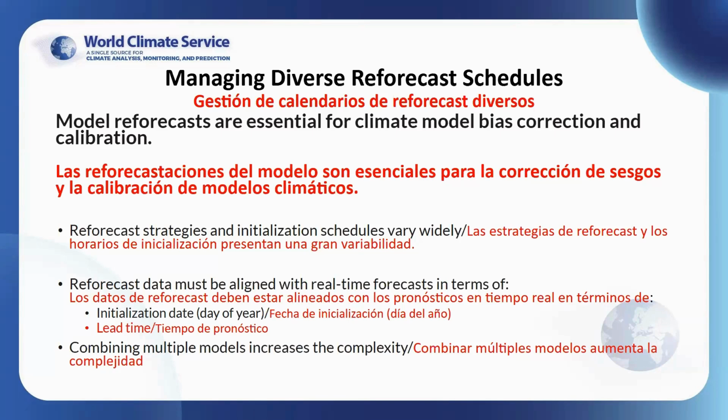So we get 20 years of model data. We can measure the model climatology. And then you difference that model climatology from the observed climatology. And that's a correction factor that you can apply to the real-time forecast.